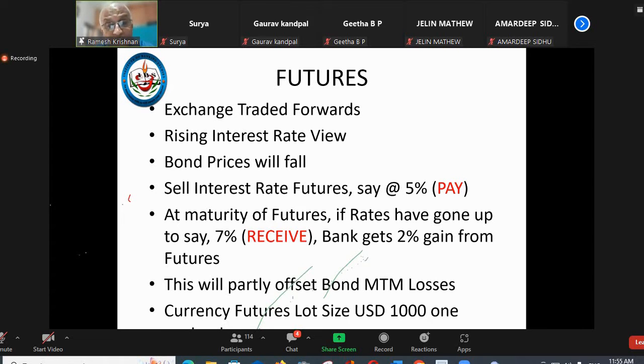Lot size is 1,000. One lot is $1,000. Suppose you have a $1 million exposure, then you should have 1,000 contracts. $100,000 exposure, you should have 100 contracts. Because each contract is for $1,000. That you should be clear. If the question comes, you should know how to compute the number of contracts that a customer needs to trade in futures to cover his exposure or cover his underlying standard sizes.